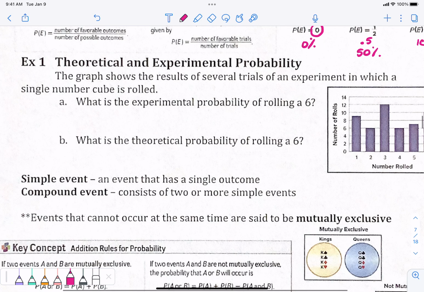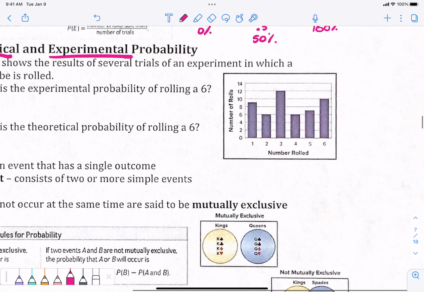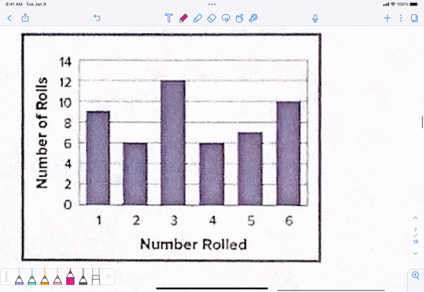All right, we have theoretical probability and we have experimental probability in this scenario. It says the graph shows the results of several trials of an experiment in which a single number cube or a dice is rolled, okay? All right, here is my result, all right? So I have a number cube or a dice. They always call it a number cube. I don't know why. We have a dice that has 6 sides on it, and we are rolling it a total of, I don't know how many times. Let's see. How many times do we roll a 1? According to the graph.